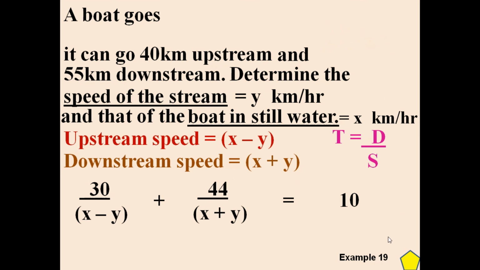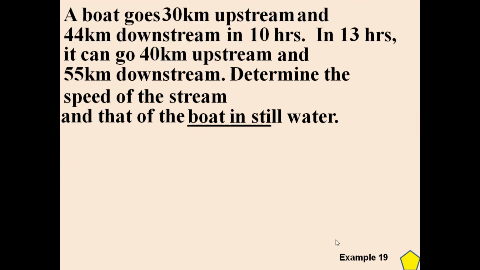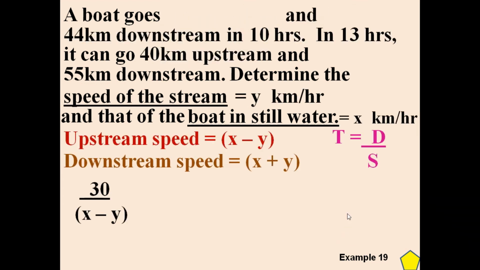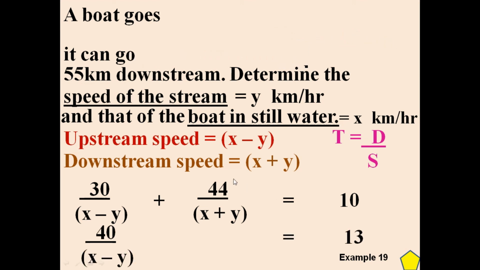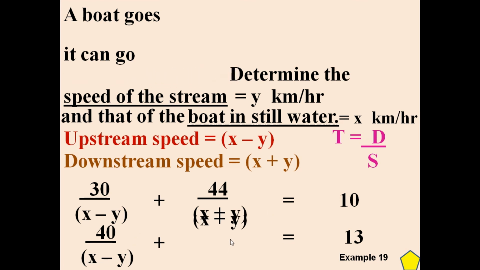13 hours is the total time. 40 kilometers is the upstream distance. So distance by speed, it will become 40 upon x minus y. 40 is the distance for upstream. X minus y is the speed for upstream, plus 55 kilometers downstream. So 55 is the distance for downstream. X plus y is the speed for downstream.